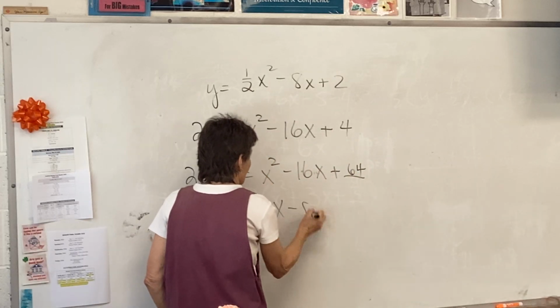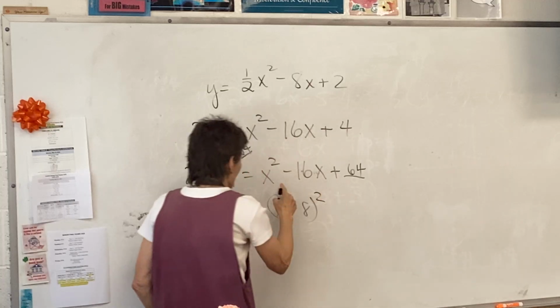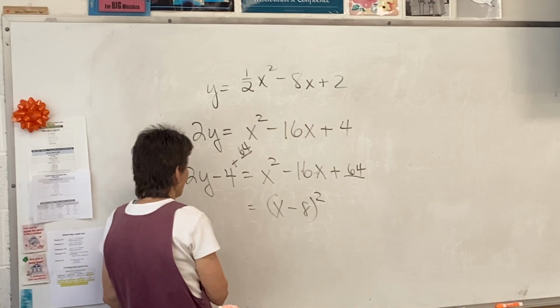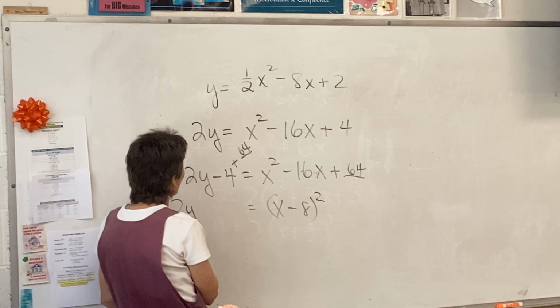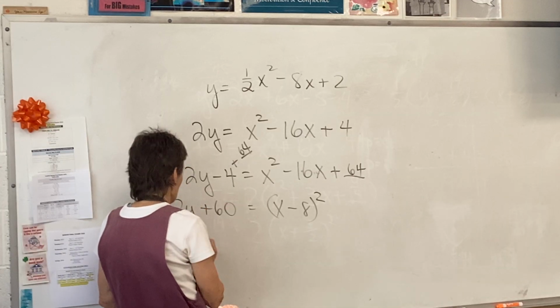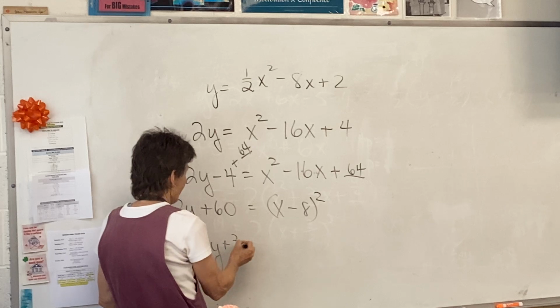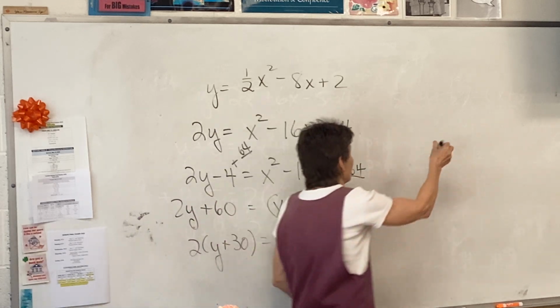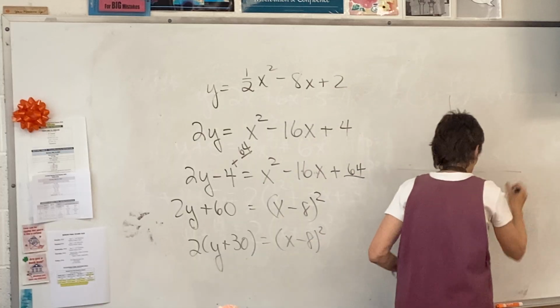That's some good math. So there's my perfect square. That's what I have to have right there. So I got it. And then over here I have 2y plus 60. So I'll pull out that y. And now I have my equation exactly the way I like to see it.